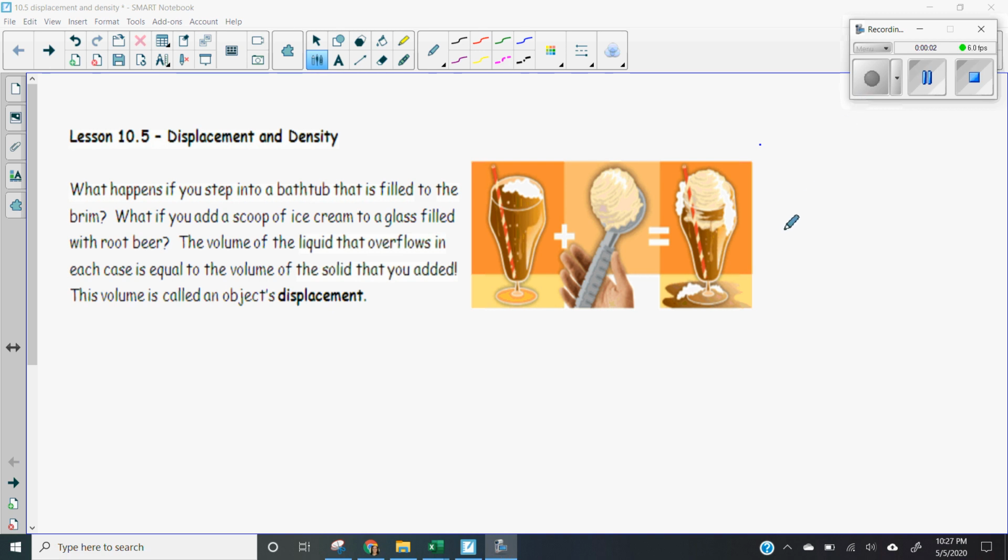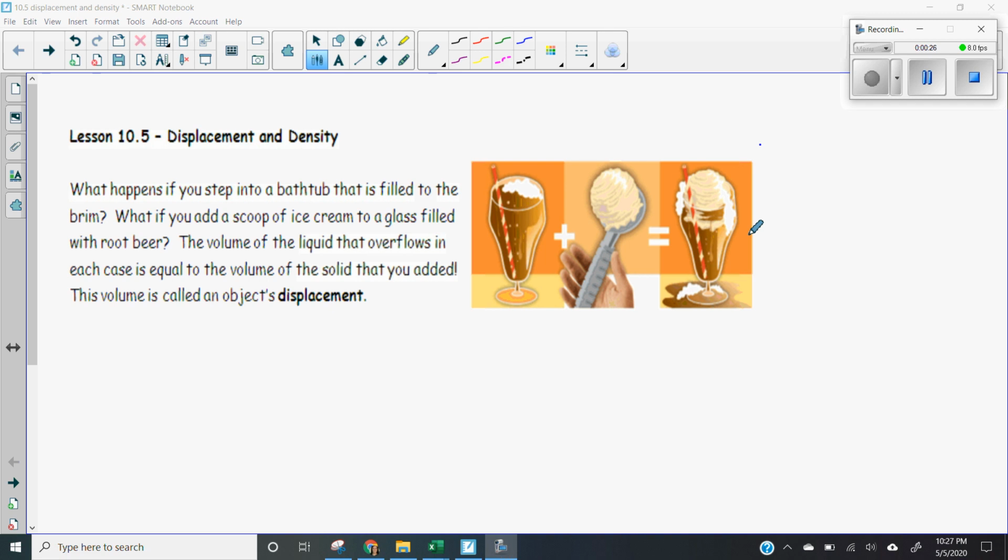Guys, this is displacement lesson part 2. If you have not already watched part 1 with the water activity, please make sure you do that. The book uses this scenario, putting a solid into a container of some sort and the water actually overflowing. We did a slightly different take on that.